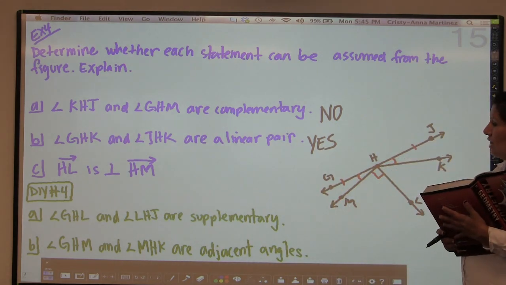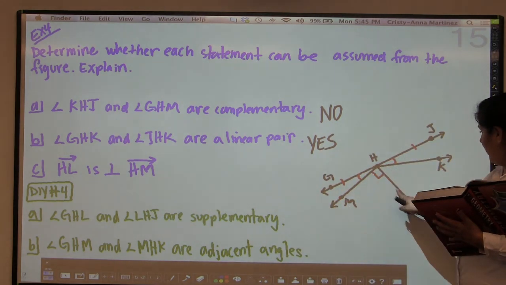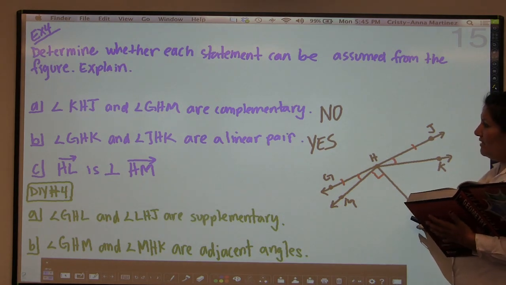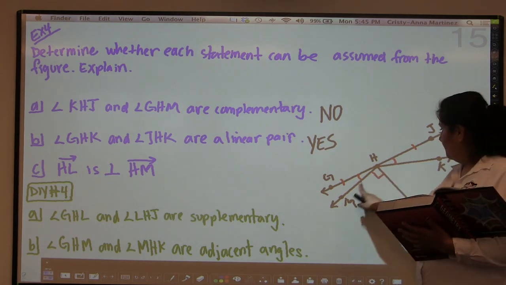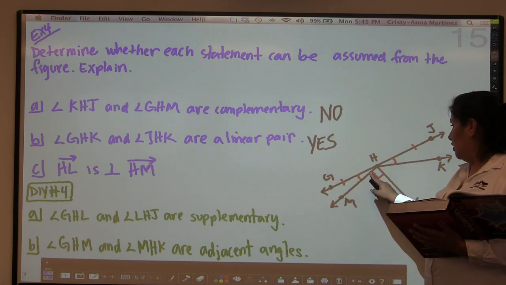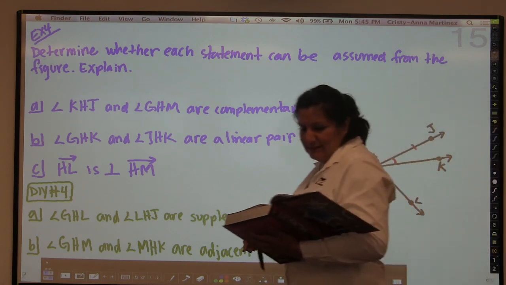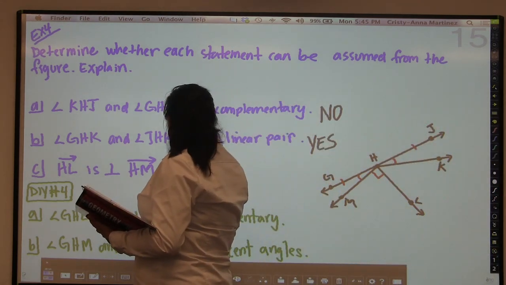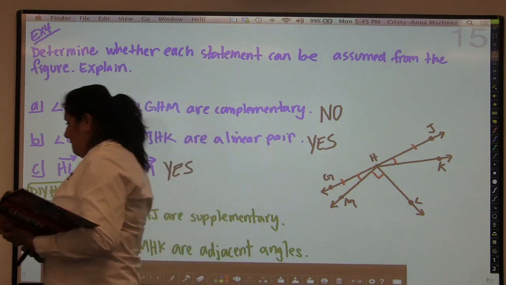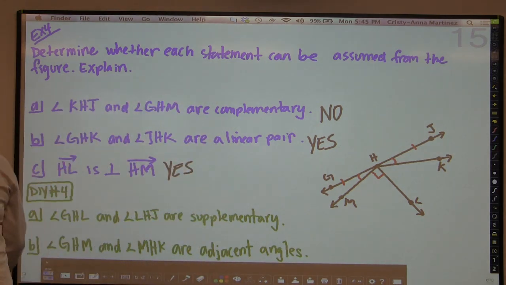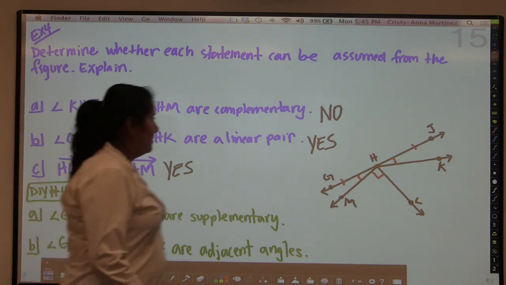Part C is ray HL, which here's my ray HL. Is it perpendicular to ray HM? Yes, the marker indicates that yes, it is. So out of these three, we had one no and two yeses based on the diagram. And now you can do these last two for do-it-yourself number 4.